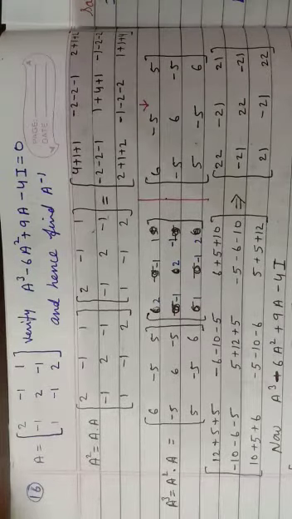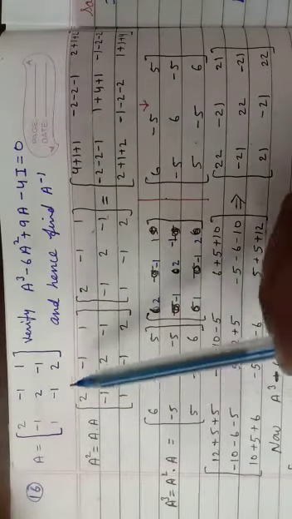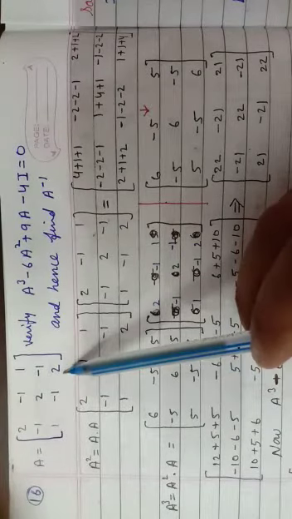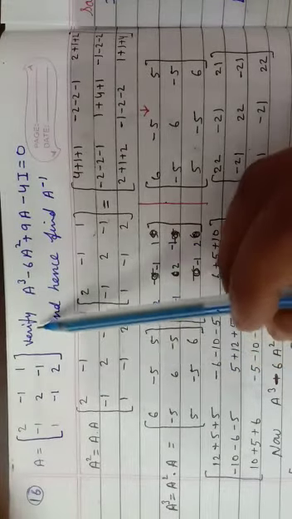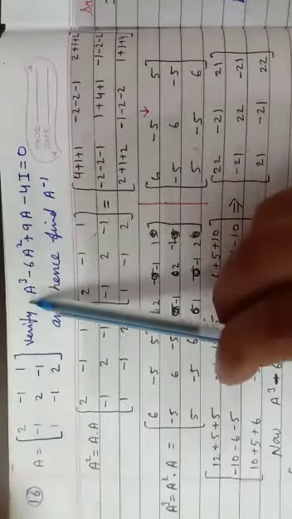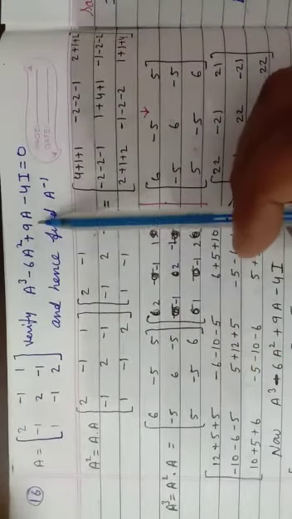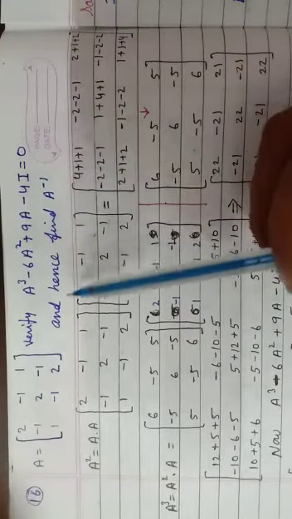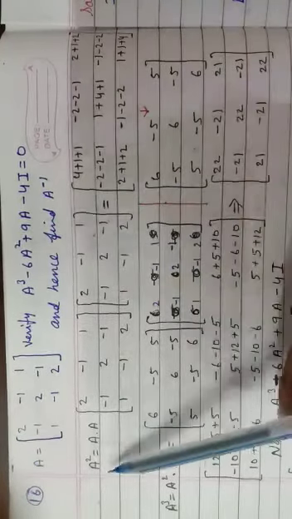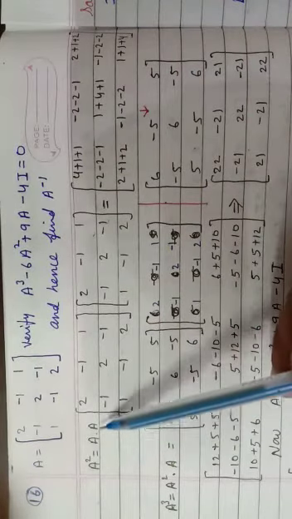Okay, so this question is a little bit different because a 3 by 3 matrix is given, and we want to verify A cube, meaning we multiply A three times, minus 6A square plus 9A minus 4I equals 0, and hence find A inverse. First of all, A square means A dot A.